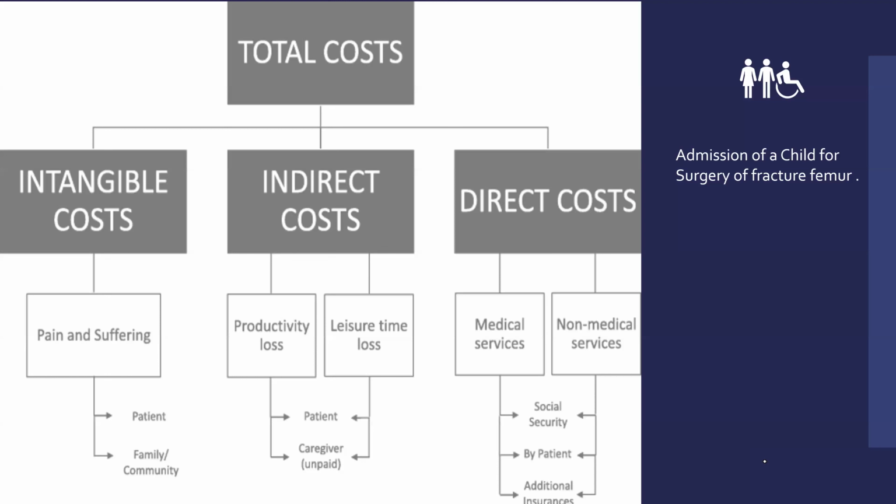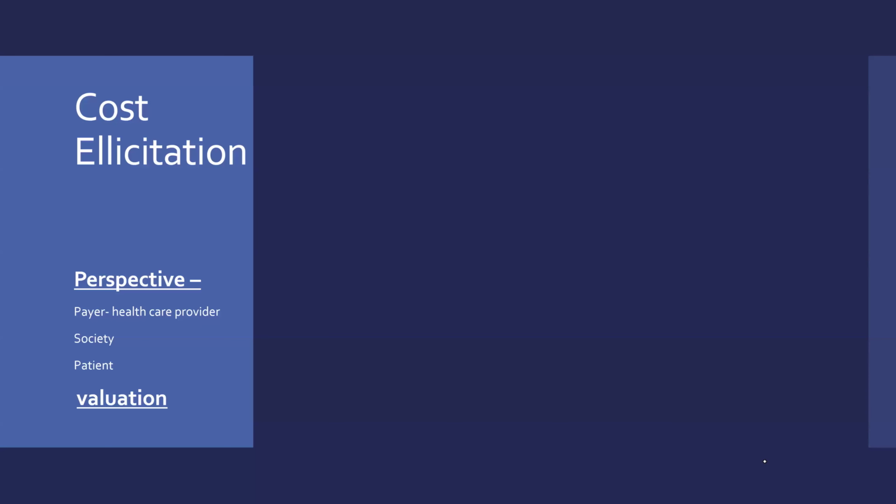So how do we capture it? We can take a quality of life survey or some scoring, based on the pain and suffering. So if you look at cost per se, just as in an RCT we define the intervention and control, here the cost would be direct, indirect, and intangible costs. Then cost elicitation has two things. One is the perspective, from what perspective it is done.